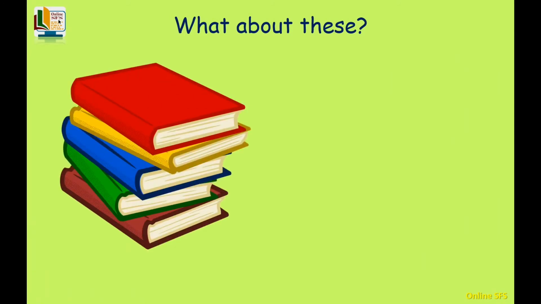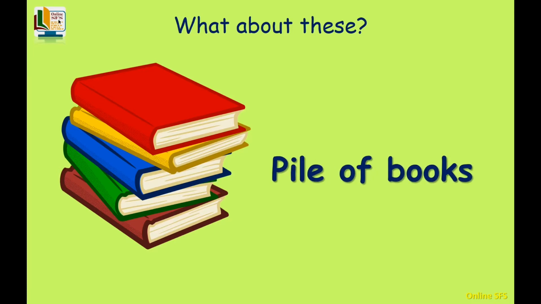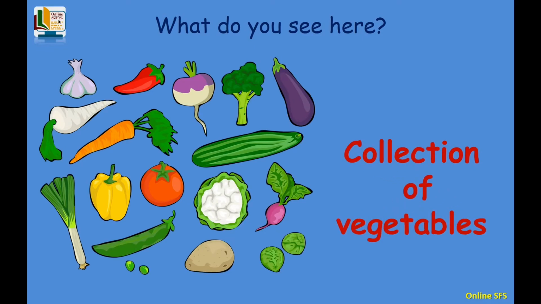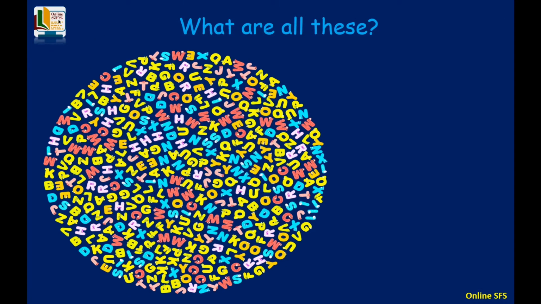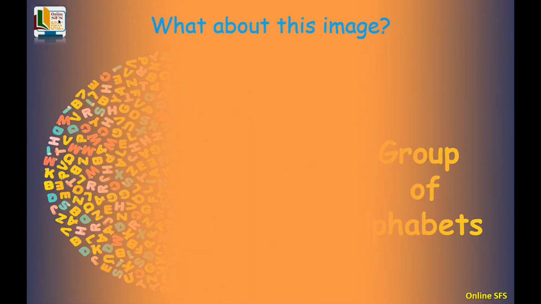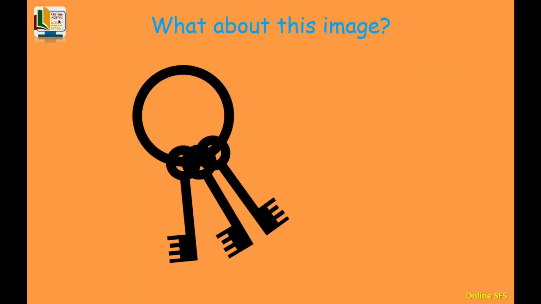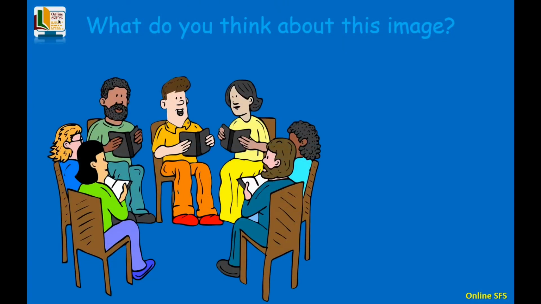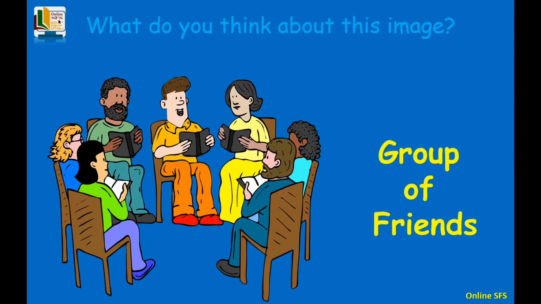Okay, what about these? Correct. This is a pile of books. What do you see here? This is a collection of vegetables. What are all these? This is a group of alphabets. And what about this image? Yes, it's a bunch of keys. What do you think about this image? This is a group of friends.